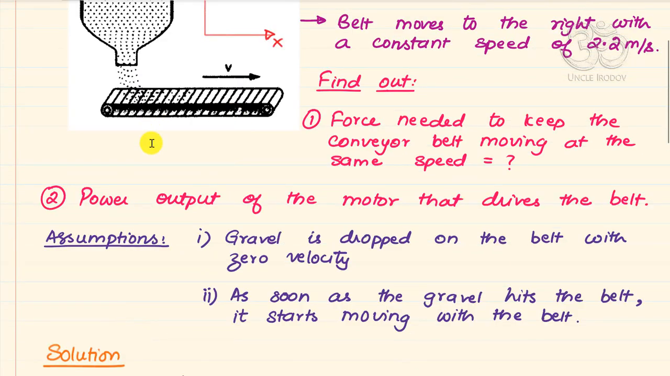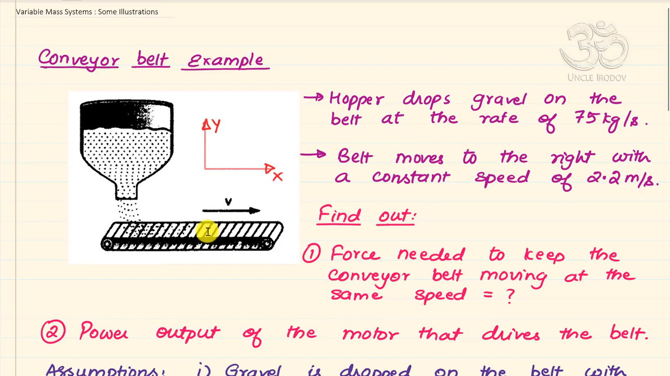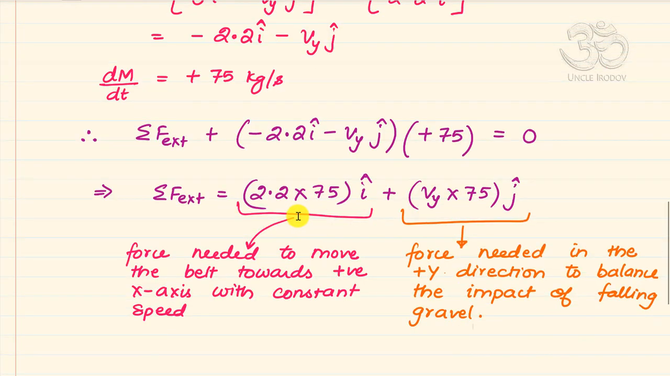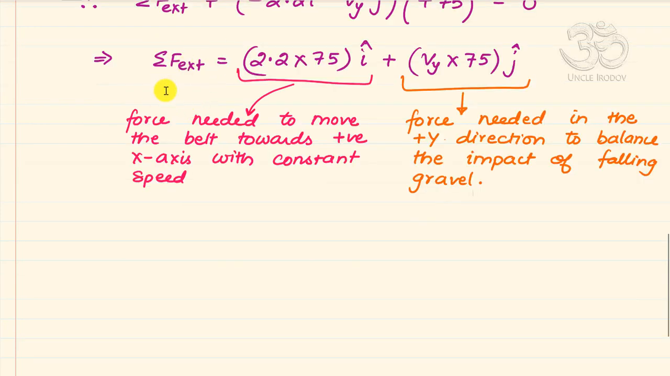We knew that if the belt becomes heavier and heavier and heavier, somebody will have to pull the belt to the right hand side to make it keep going at the same constant speed of 2.2 meter per second, and this is that number. Now the second thing that they were asking to find out, the power output of the motor. So once you know the force that is exerted by the motor on the belt and the velocity at which the belt moves, force times velocity. So that will give you the answer to the second part.